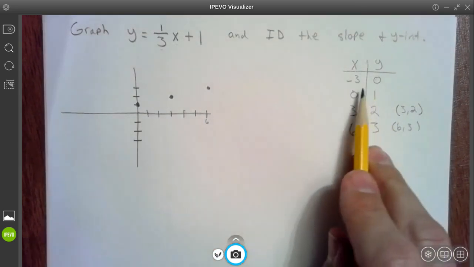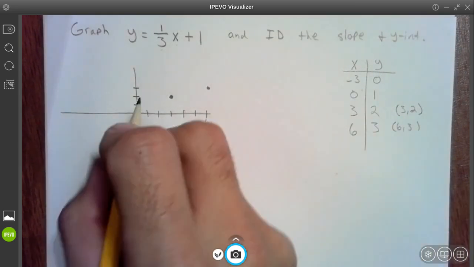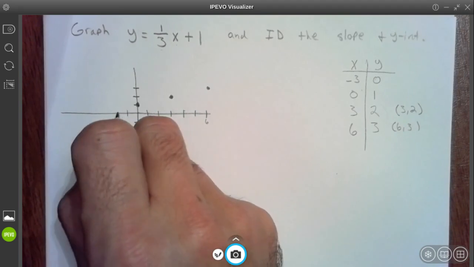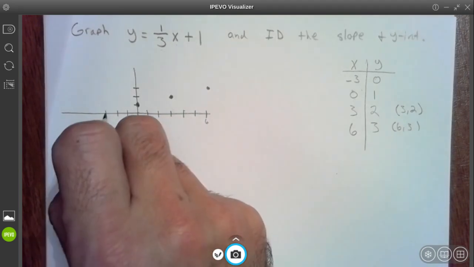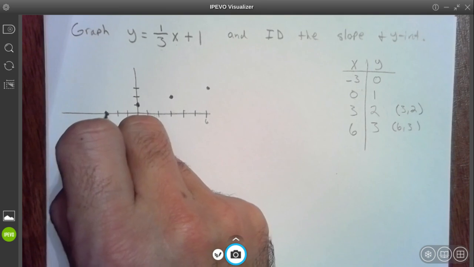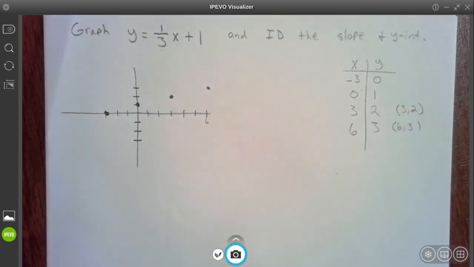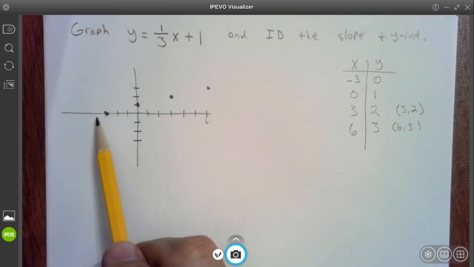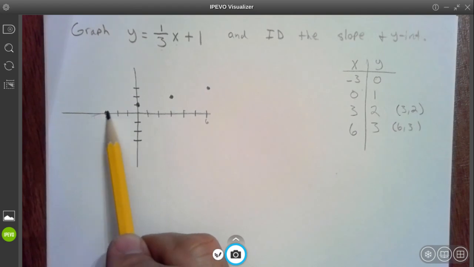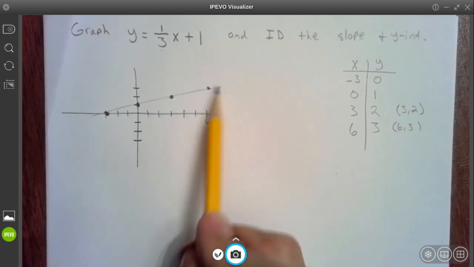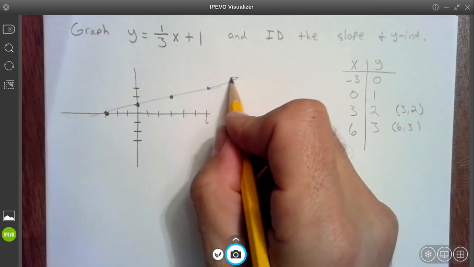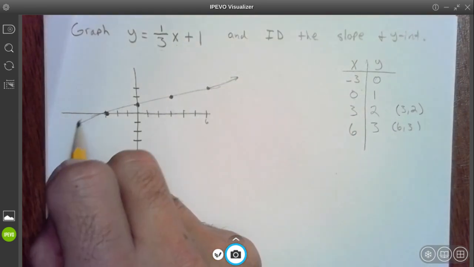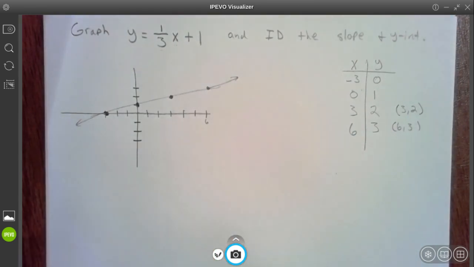Then I need to do -3, 0 as well. So I'm going to have to go backwards here. 1, 2, 3. That's -3, 0 right there. There we go. All my points lie along a straight line. Let me try to graph it. That was okay. I got off kilter a little bit. All right, so I got it graphed.